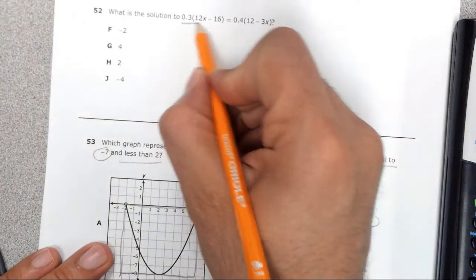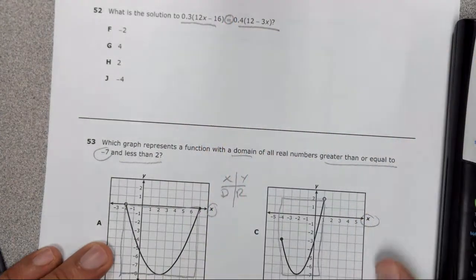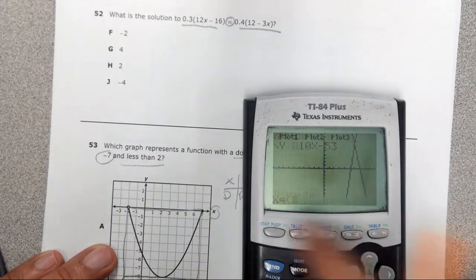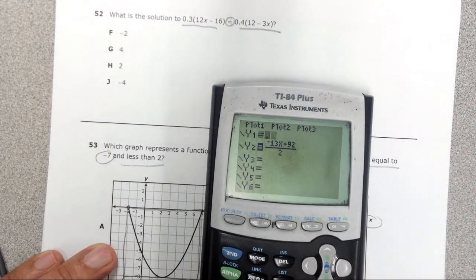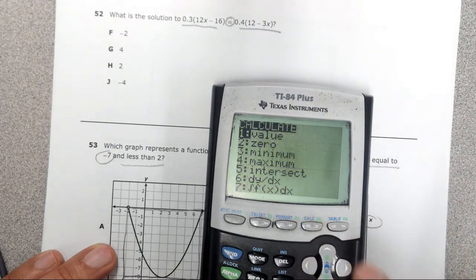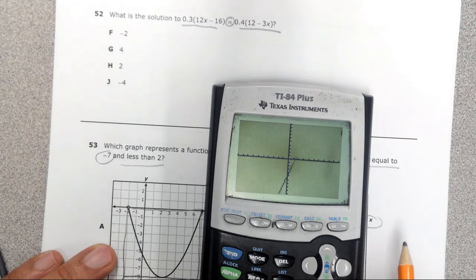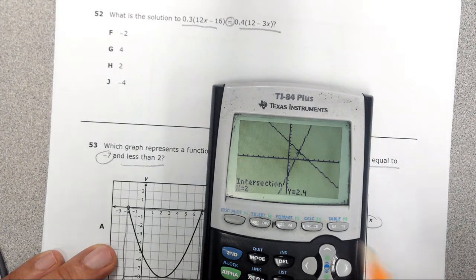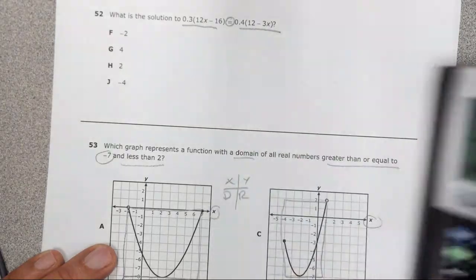Again, as you can tell, it's an equation, an equal sign, and an equation. And whenever you have two equations equal to each other like that, that's a system. So I'll put it in there: 0.3 open parentheses, 12x minus 16, close parentheses. And then up here, we have 0.4 open parentheses, 12 minus 3x. And now we go second calculate, second trace, 5. Let it graph. Enter, enter, enter. And the answer there is 2. We always go for the x unless they ask us for the y.